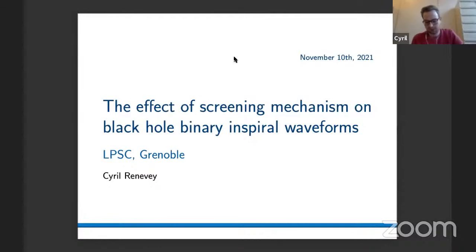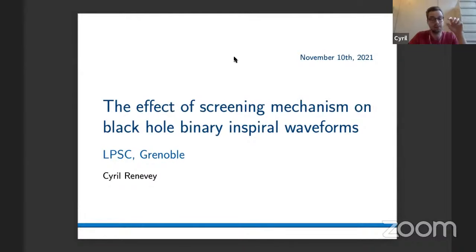Thanks for the introduction. So yeah, I'm going to talk about the effect of a screening mechanism on black hole binary inspiral waveforms. So in short, it means that I will show you in this presentation the work we've done, where our goal was to find the effect of a scalar field on gravitational waves when this field is screened close to the source of the gravitational wave.